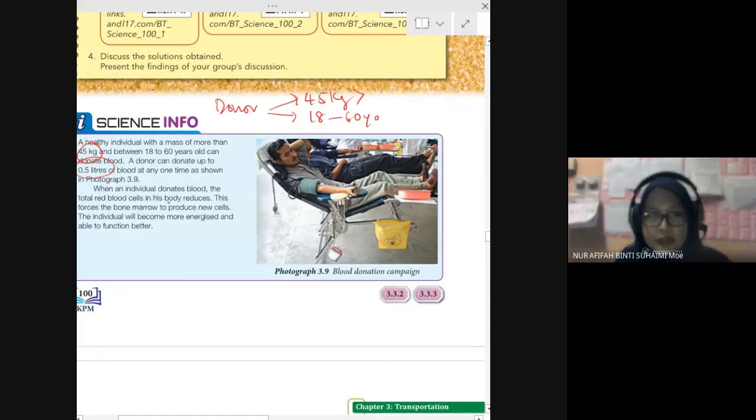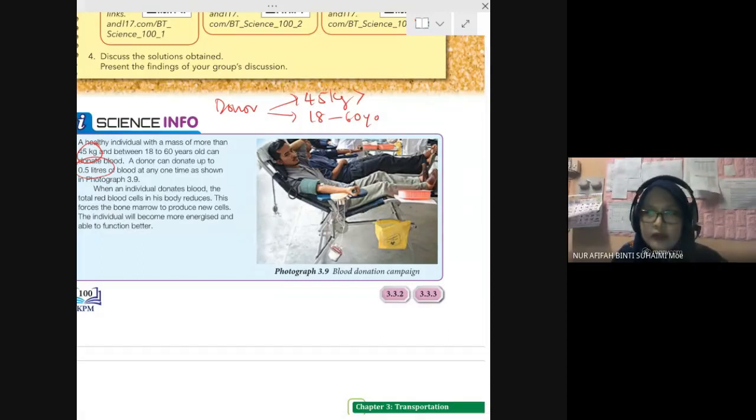When you donate blood, the total red blood cells in your body will reduce. So this forces the bone marrow to produce new cells. So where does your red blood cell come from? Where is your blood actually produced? Okay, your blood is produced by the bone marrow, inside your bones. In each of your bones, backbone, leg bone, it is produced in the bone marrow inside your bone.